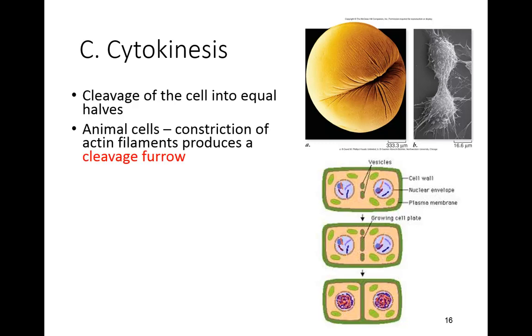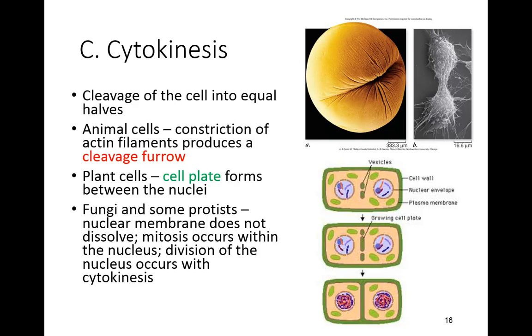There is a structure called the cleavage furrow in animal cells, and that's where proteins bind to each other and start to pinch off the cell. So this picture up here is a cleavage furrow. This has completed the steps of mitosis, and now it is splitting into two separate cells. In plant cells, you have a structure called the cell plate, which is actually a formation of the cell wall, which begins to separate the two sides of the cell.